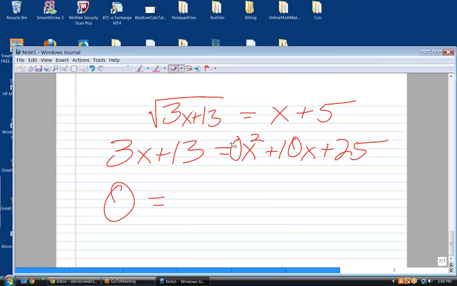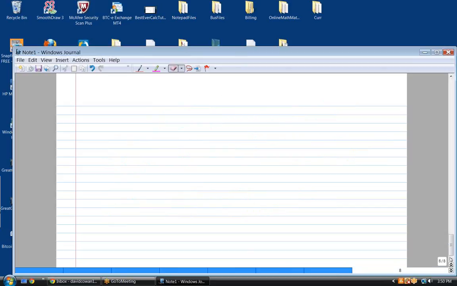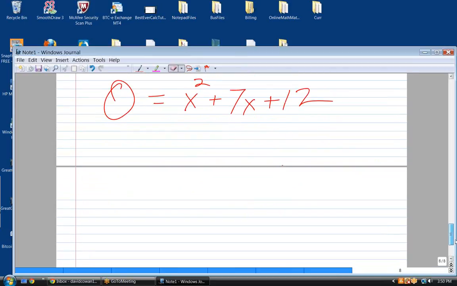So what does that give me? 0 is equal to x squared plus 7x plus 12. I have to subtract both of those from the right side. Always remember you have to do the opposite of what's being done. 13 was being added, so I have to subtract it. 3x was being added, I have to subtract. Okay. Now how do I solve this?